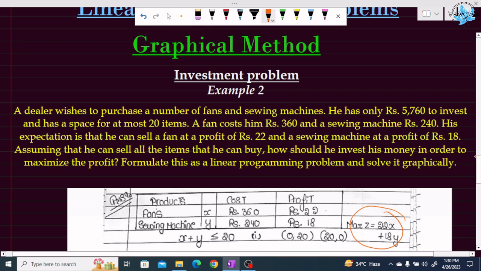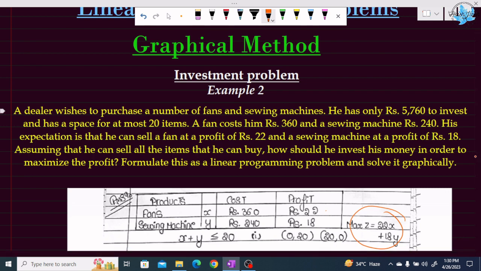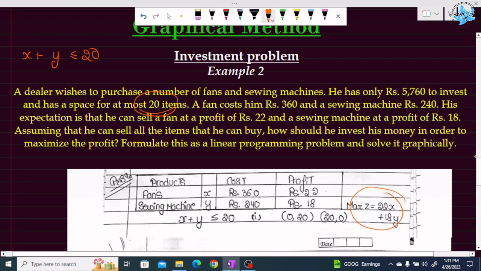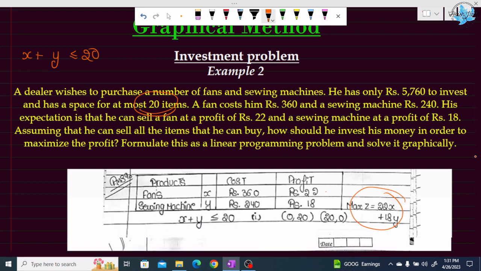Now comes the constraint. To make the constraint, the first is given that he has at most 20 items space. So if he has X number of fans and Y number of sewing machines, he can place at most 20 items. ओके मतलब उसके पास ज़्यादा से ज़्यादा 20 आइटम्स ही आ सकती हैं इन दोनों की, अगर वो परचेज करे अलग अलग क्वांटिटी में तो मैक्सिमम वो 20 आइटम्स ही खरीद सकता है. So your first constraint will become X plus Y is less than or equal to 20.